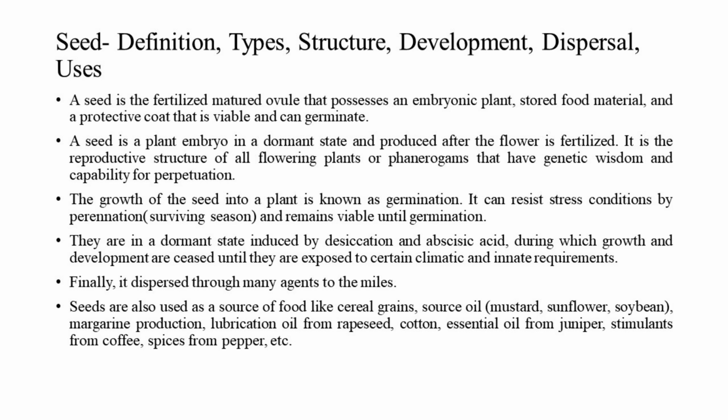It is the reproductive structure of all flowering plants or phanerogams that have genetic wisdom and capability for perpetuation. The growth of the seed into a plant is known as germination. It can resist stress conditions by parenation, surviving season, and remains viable until germination. They are in a dormant state induced by desiccation and abscisic acid, during which growth and development are ceased until they are exposed to certain climatic and innate requirements. Finally, it is dispersed through many agents to miles.